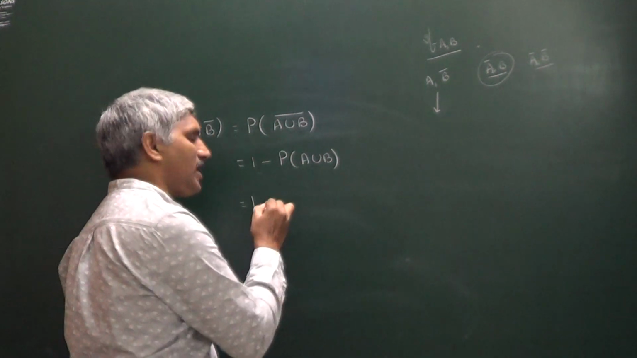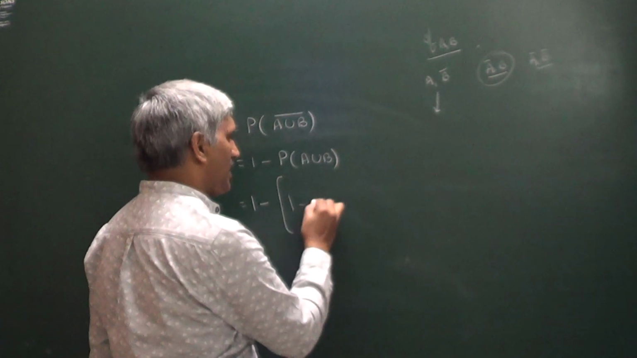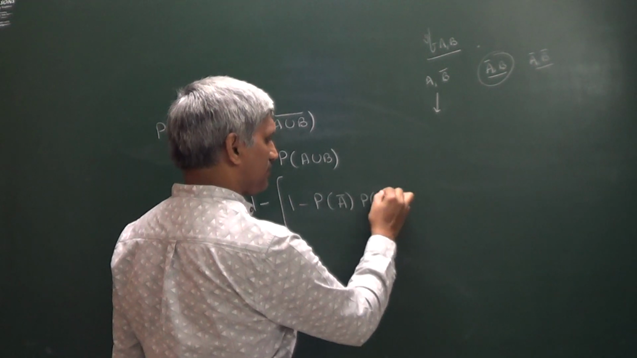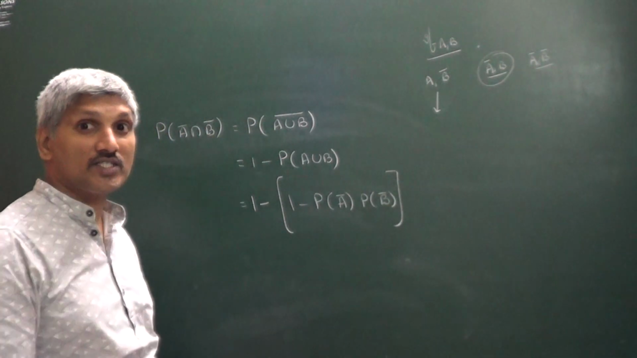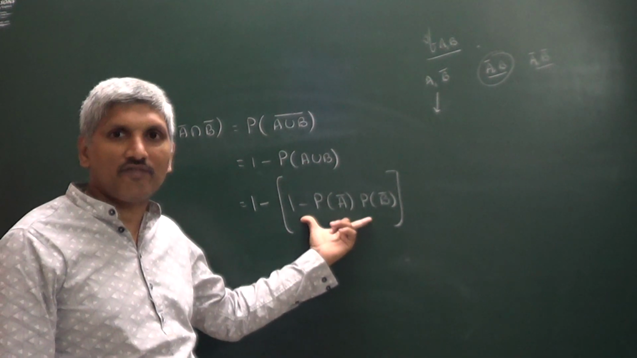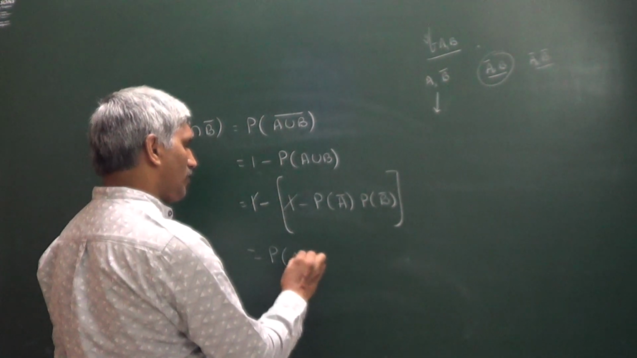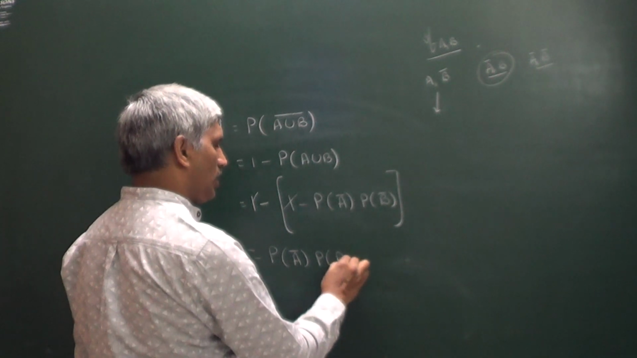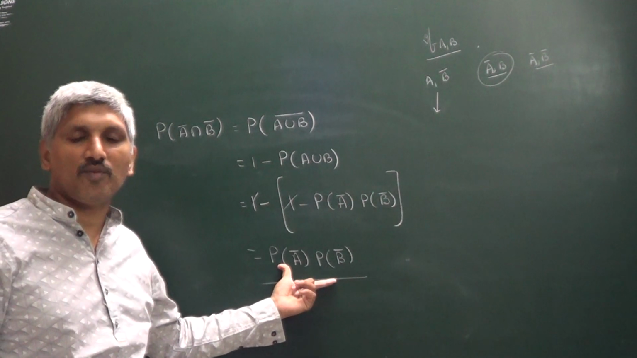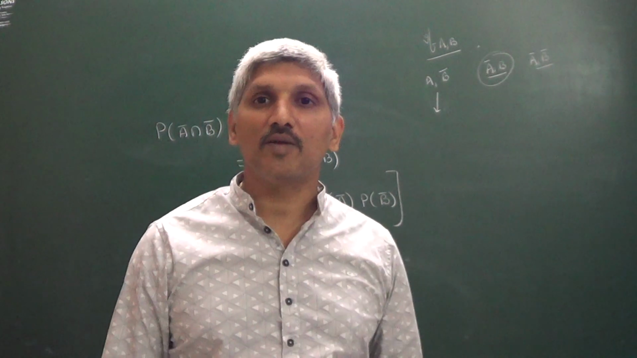This is equal to 1 minus, as we just discussed, P of A union B, which is 1 minus P of A bar into P of B bar, because in case of independent events, P of A union B is equal to 1 minus P of A bar into P of B bar. So the 1 cancels, and we get P of A bar into P of B bar. So P of A bar intersection B bar, we got P of A bar into P of B bar. Then we can say A bar, B bar are independent events.